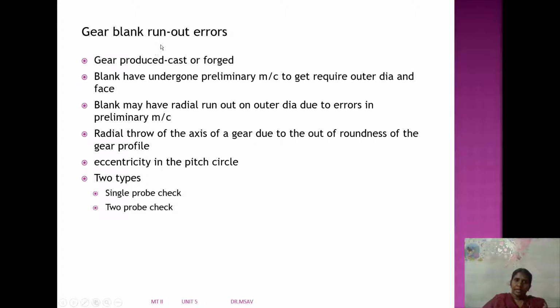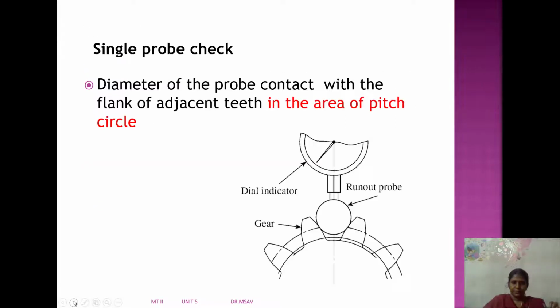Runout error is known as the radial throwout of the axis of the gear due to the out of roundness of the gear teeth profile. That is eccentricity in the pitch circle, that is a small variation from the axis. We can measure it by using two types: one is the single probe check, another is the two probe check. The name implies that in one we use only one probe, whereas in the other we use two probes.